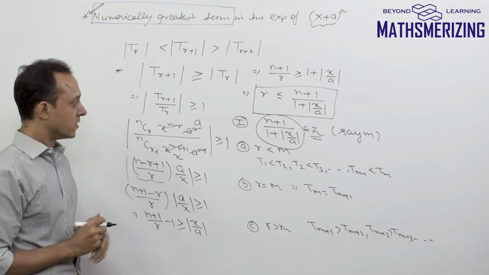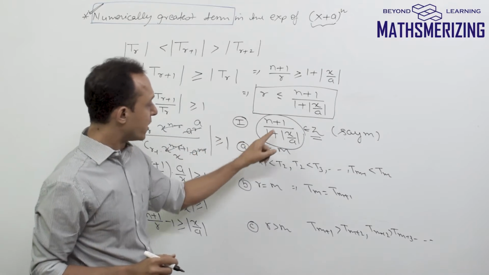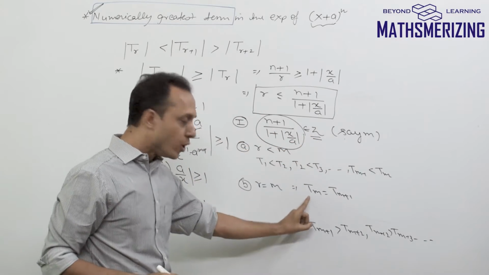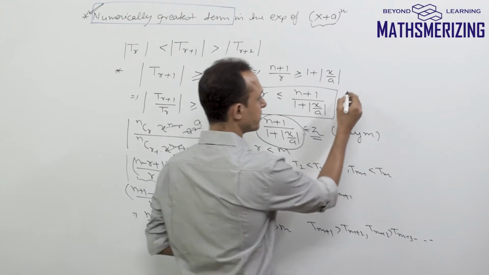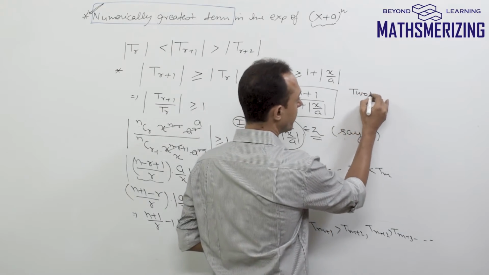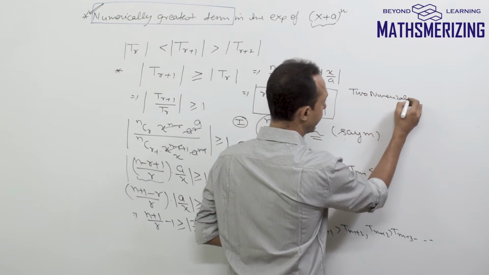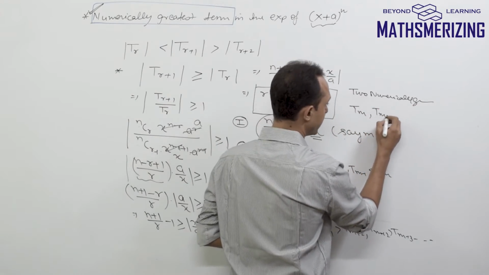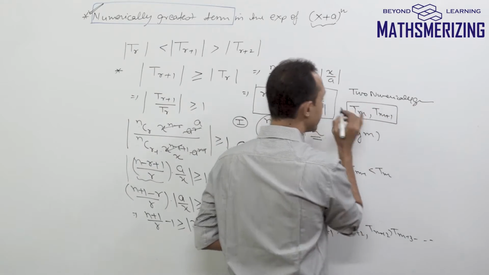So we'll go on. In this case, when (n plus 1) upon (1 plus mod x upon a) is an integer, say m, there will be two numerically greatest terms, and those terms will be the mth term and the (m plus 1)th term.